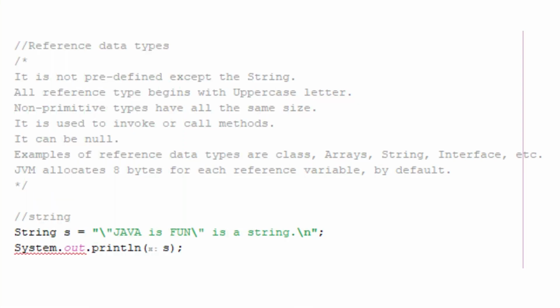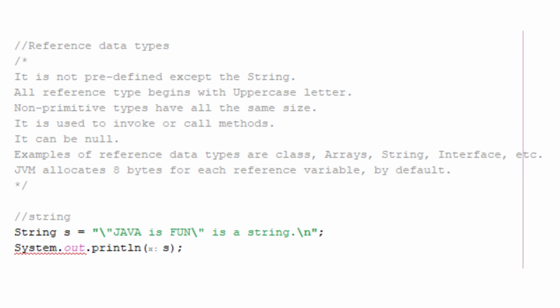For the reference data type, we only use string. It's one of the most common. It is not predefined. All reference types begin with an uppercase letter. As you can see here, on string, the data type that I called, it has a capital S, unlike the other data types that I mentioned earlier. It can be null, it can be zero, it can be nothing at all, it can be just a space. It is used to call or invoke methods.